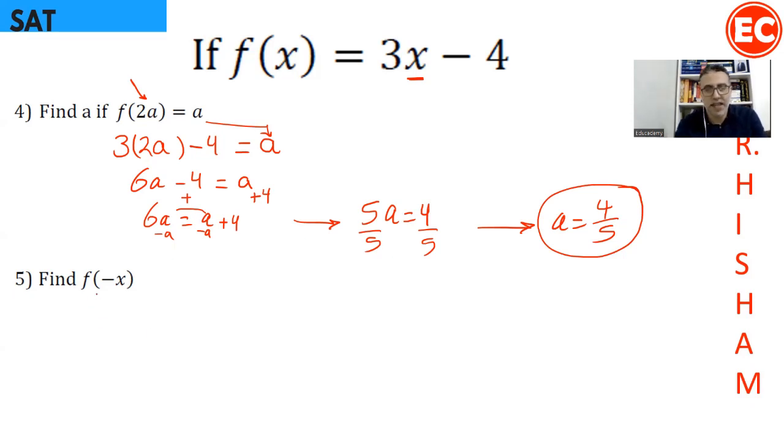What if I wanted to find f of negative x? F of negative x means that I'm going to replace x with negative x. So it's going to be negative 3x minus 4.